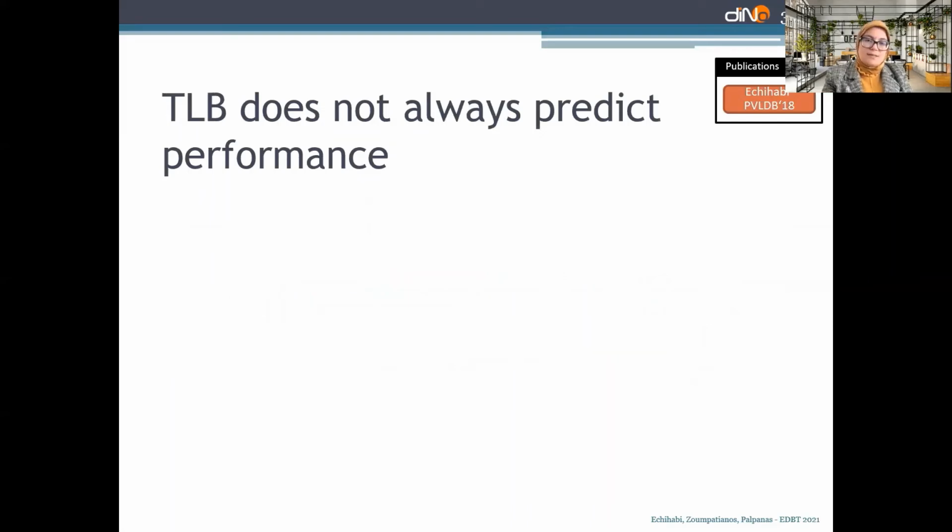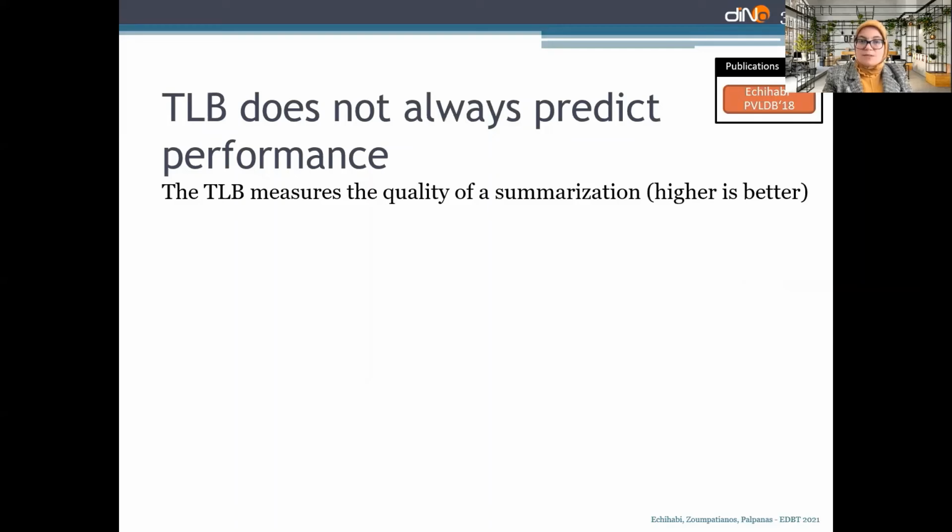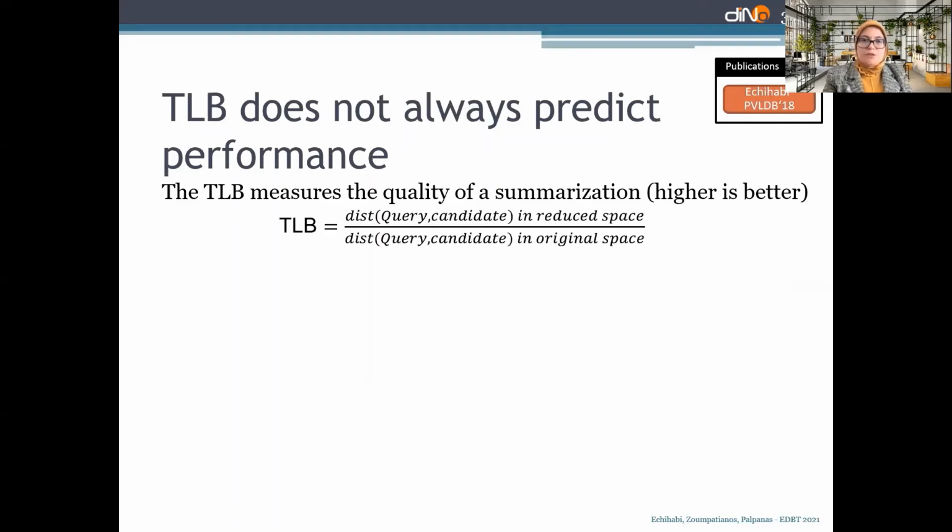So first, what is the TLB? The TLB is a measure of the quality of the summarization. The higher the TLB, the better the summarization is. So it is the ratio between the distance of the query and candidate in the reduced space to the distance of the query and candidate in the original space.